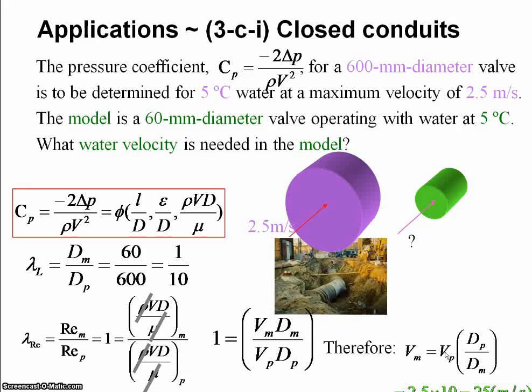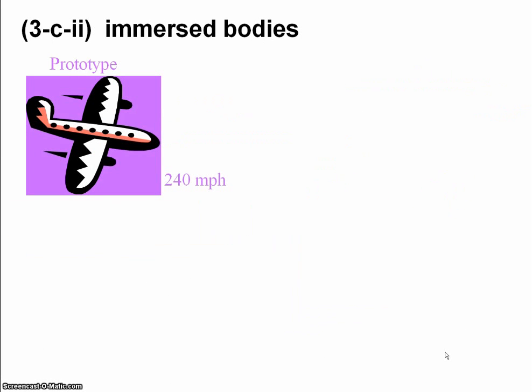Then look at the next example, immersed body. Now, this prototype is an airplane. They fly at 240 miles per hour. We would like to determine the drag force of a prototype. You will say, wow, how do you determine the drag force of a prototype?